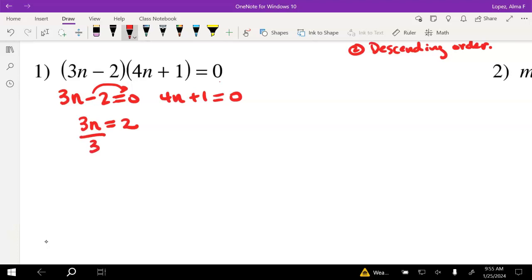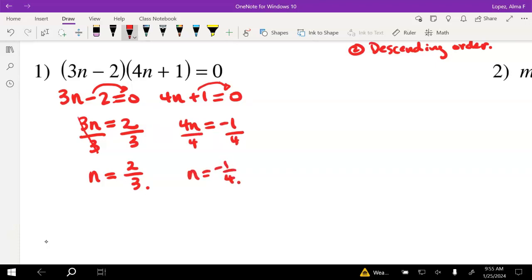Now, in order to solve for n, I'm going to divide both sides by 3. On the left, we get the n all by itself, which is what we wanted. And on the right, we know the answer is 2/3. That's one of them. To solve the second one, we're going to start by moving the 1 over to the right-hand side. Over there, it will become a -1. So we have 4n equals -1. To solve for the n, I'll divide both sides by 4. So n is equal to -1/4.